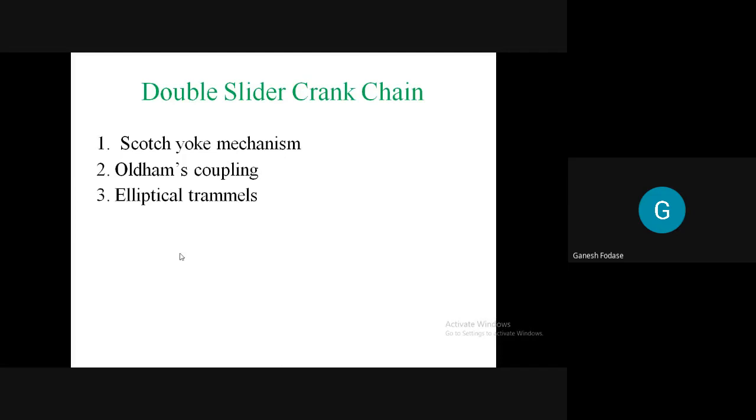In the double slider crank mechanism, there are 3 applications basically. Like the first inversion only, like the 4-bar chain, because 2 are repeated. In the 4-bar chain as well as the double slider, 2 inversions are repeated, which 2 we'll see later. So there are 3 applications. One is the Scotch yoke mechanism, another is Oldham's coupling, and the third is the elliptical trammel. Let's go one by one.